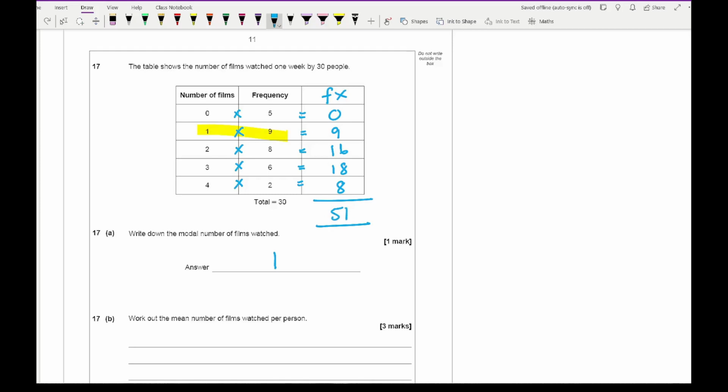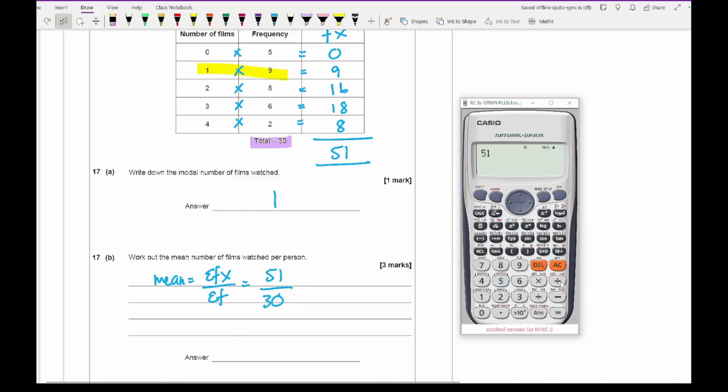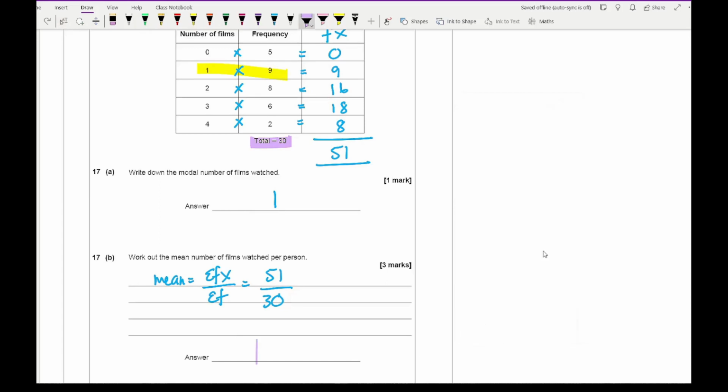Now to work out the mean of these, let me just move it down a little bit. So the mean is equal to the total fx divided by the total frequency, which in this case is 51 divided by 30, because it says here that the total frequency is 30. So all I need to do is type that into my calculator. 51 divided by 30 gives me an answer of 1.7. I don't know why I'm using the highlighter there, so let's just get rid of that. 1.7. Does that look right? Well, yes, because the most popular numbers of films watched were between 1 and 2, and my answer is between 1 and 2.